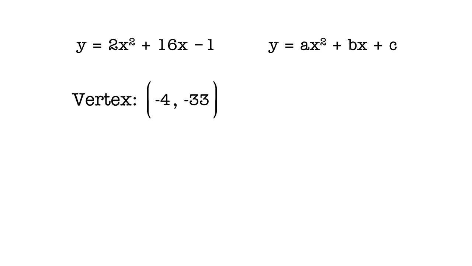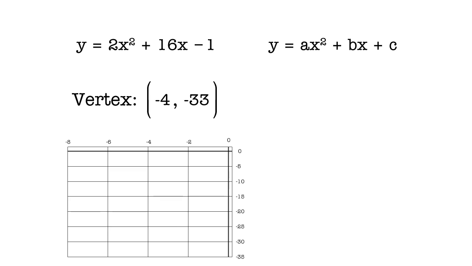When we graph this quadratic equation, we see that the point -4, -33 corresponds to the point where the parabola reaches the lowest point on the graph. Therefore, we have confirmed that the point -4, -33 is the vertex of our quadratic equation.